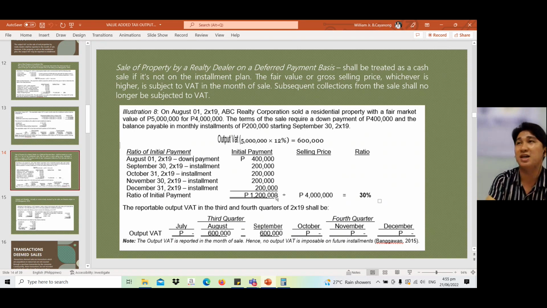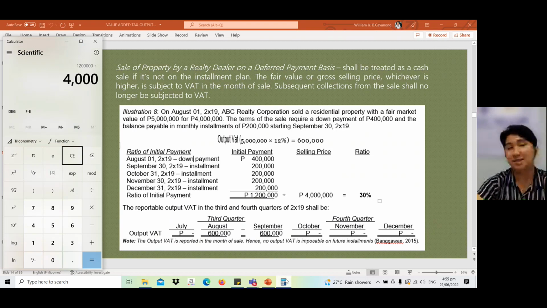Kasi ang i-measure po natin, lahat ng initial payments during that year, the year of sale. So 400 plus 200 plus 200 hanggang December, 1.2. Magkano bang selling price? May market value siyang 5 pero ang selling price is 4 million. So 1.2 divided by 4 million, I think sumobra na po tayo ng 25%. So it's beyond, in fact, 30% po. So meaning hindi po siya pwedeng ma-installment recognition.